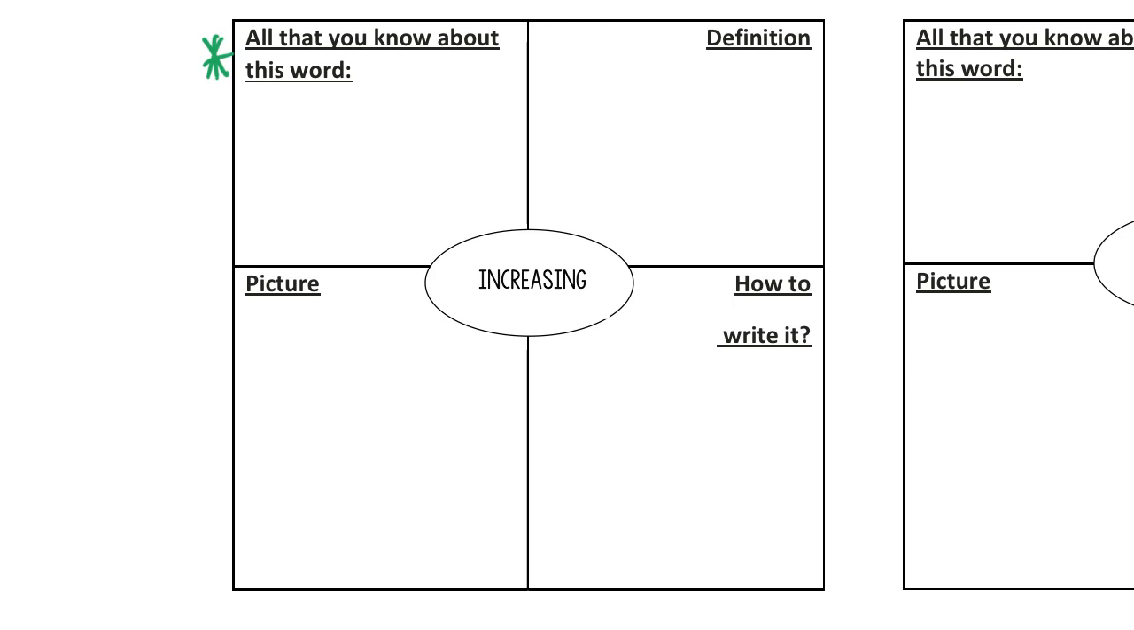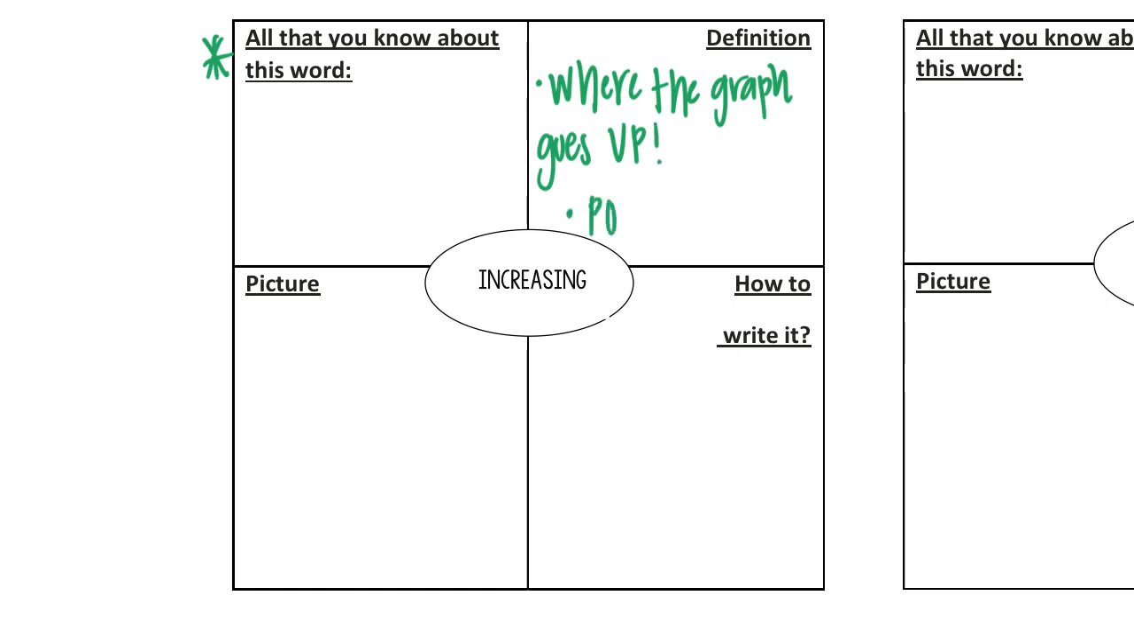It is likely that your prior knowledge of the word increasing goes right along with the definition of increasing on a graph. The graph is increasing where the graph goes up. In other words, it is wherever the graph has a positive slope. So as x goes up, y is also going up.